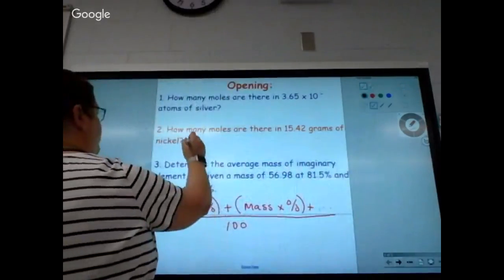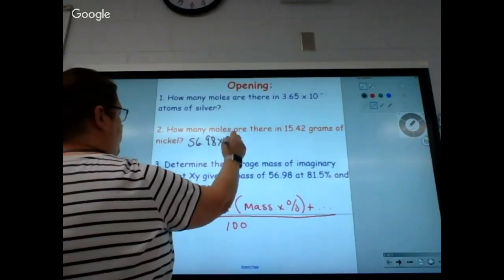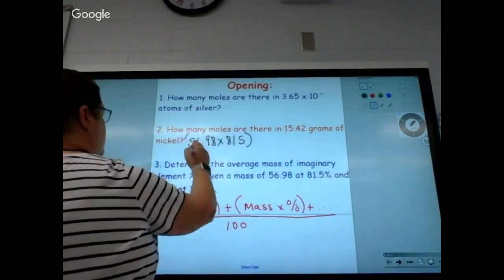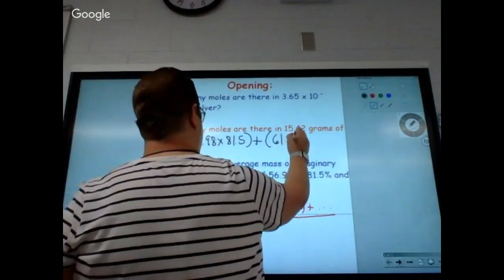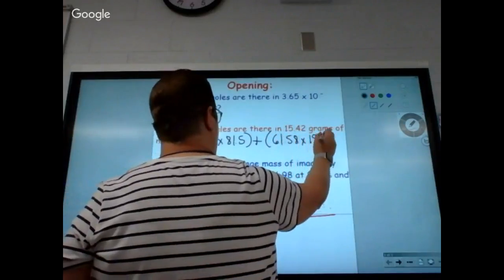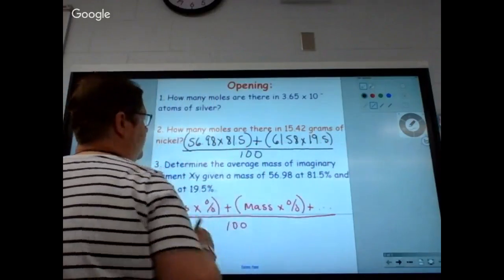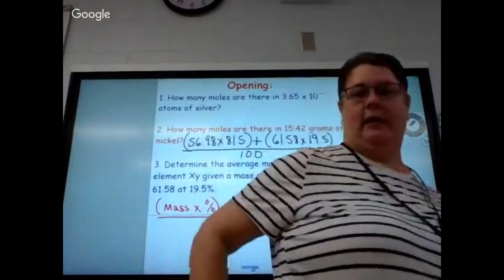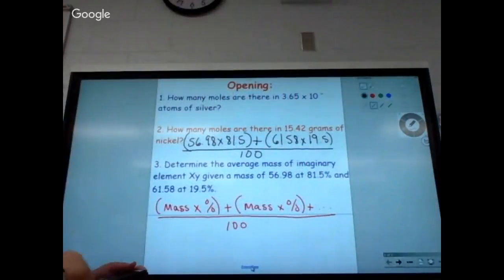So we have 56.98 times 81.5 plus 61.58 times 19.5. Usually the biggest issue people have with this problem is what? What do you think? It's a calculator error. Do you always divide by 100 or is it for each little parenthesis? It's always by 100.